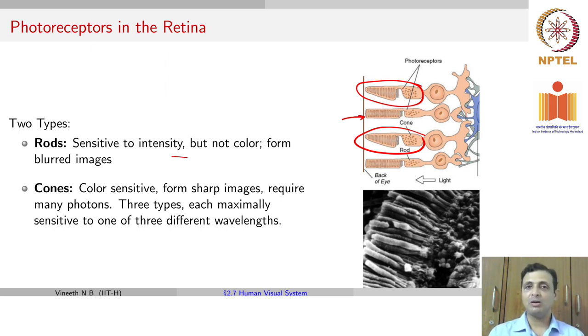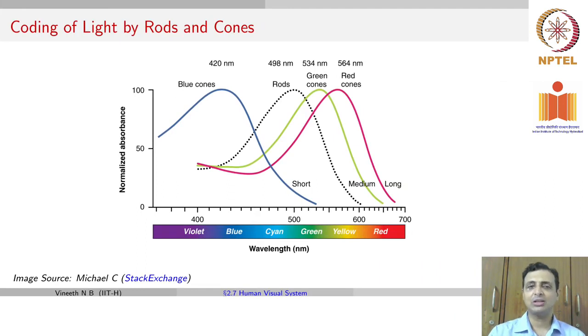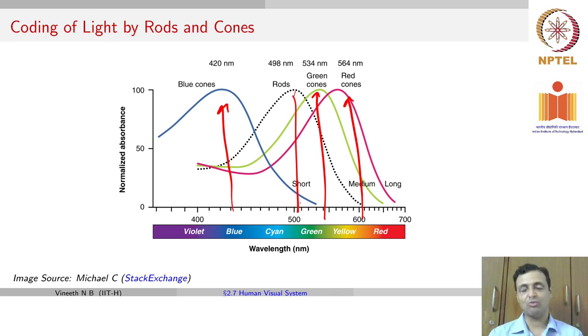Cones typically form three different types in humans. Each of these cones is sensitive to specific wavelengths. And what are these wavelengths? So you have a set of cones that respond very well to blue color, a set of cones that respond very well to green color, a set of cones that respond very well to red color. Clearly, rods are somewhere in between, where they are not color sensitive but just are sensitive to the intensity of the photons falling on the retina.